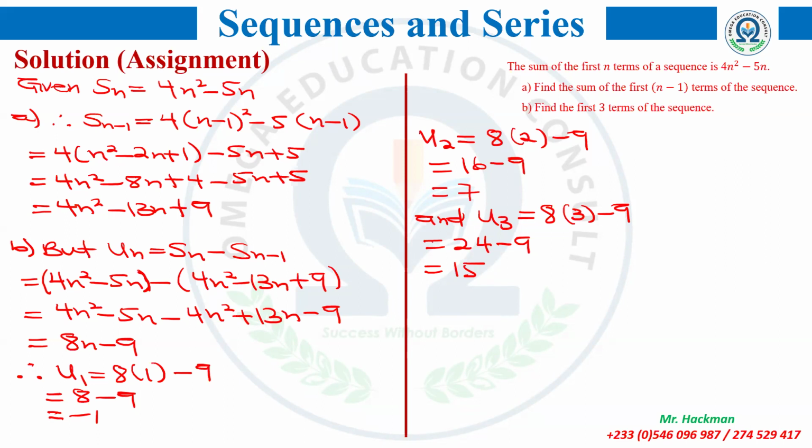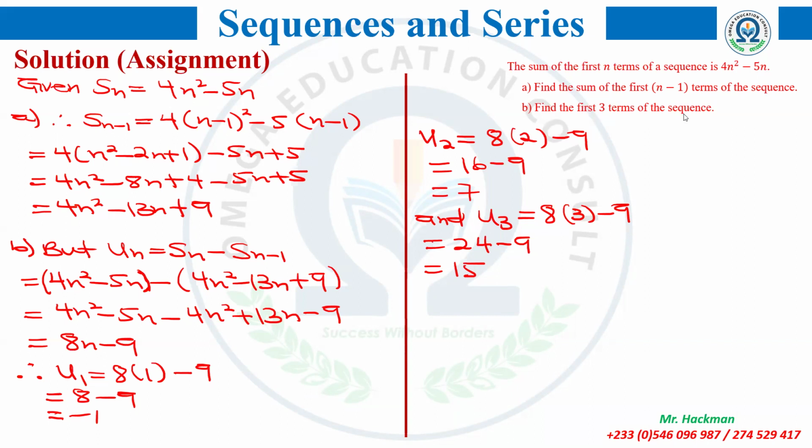So I am going to quickly walk you through the solution to the assignment that was given in lesson 2 of relative maths, sequences, and series. In lesson 2, you were given this assignment. The sum of the first n terms of a sequence is 4n squared minus 5n. So it's given by this. We are to find the sum of the first n minus 1 terms of the sequence. Then B, find the first 3 terms of the sequence.